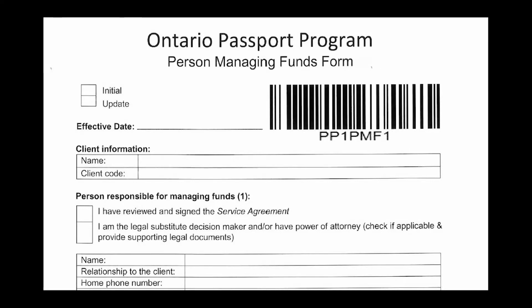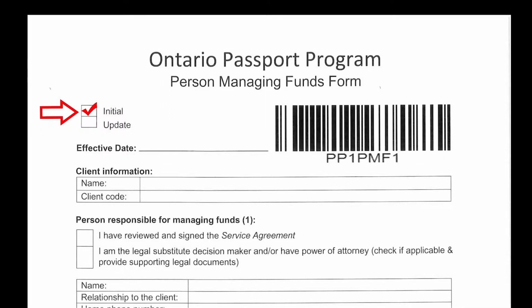Ontario Passport Program Person Managing Funds form. The first two boxes up at the top say initial or update. You will checkmark the box initial, so put a little checkmark in there, not your initials, indicating that yes, this is the first time I'm filling out this form. If you're filling out the person managing funds, you'd be checking off update. But in this case, please check mark off initial. This is the first time everyone's doing it in this room.